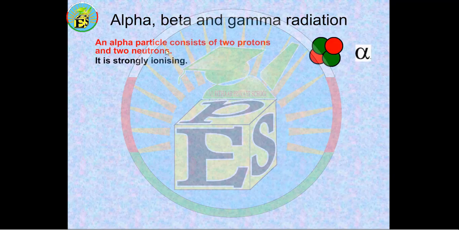An alpha particle consists of 2 protons and 2 neutrons. It's strongly ionizing, which means this alpha particle is very heavy, because it consists of 2 protons and 2 neutrons. So what's its charge? Its charge is positive.